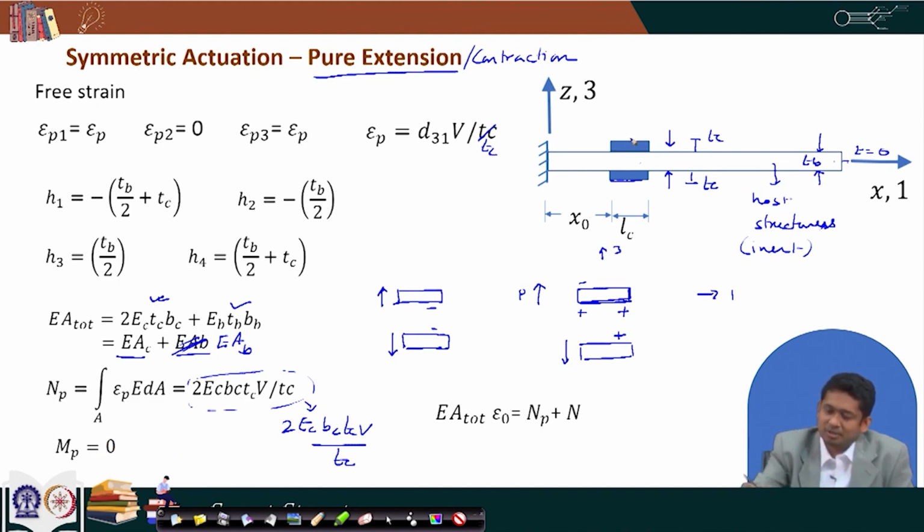So, finally, because MP is 0, we will also see that ES total comes to be 0, because the section is symmetric. So, it would result in ES total to be 0. If I apply the same formula and if I evaluate the ES total, it will be 0.